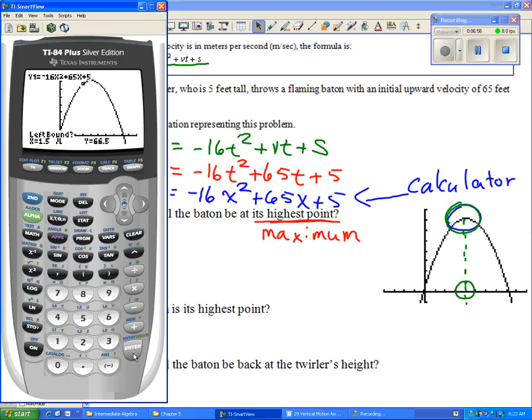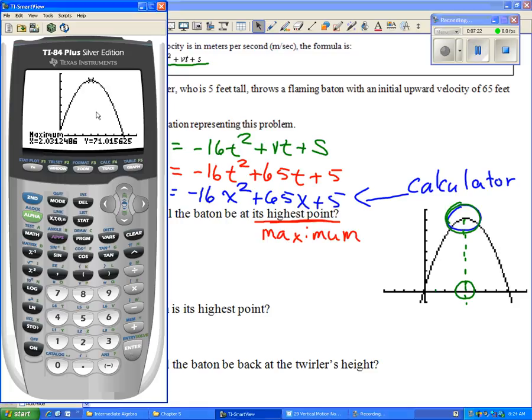Left bound, I am to the left of my vertex, so I'm going to hit enter. Right bound, I'm going to tap over till I'm to the right of my vertex. I'm going to hit enter. Guess, I'm going to tap to the middle of those two markings, there and there. So I hit enter, and I get a maximum of 2.03.